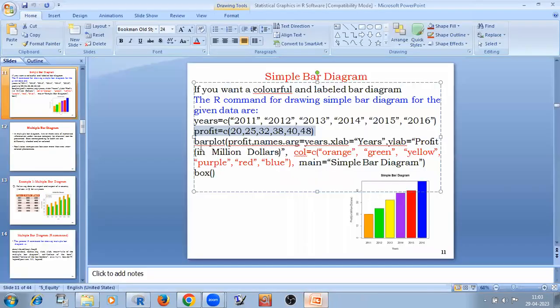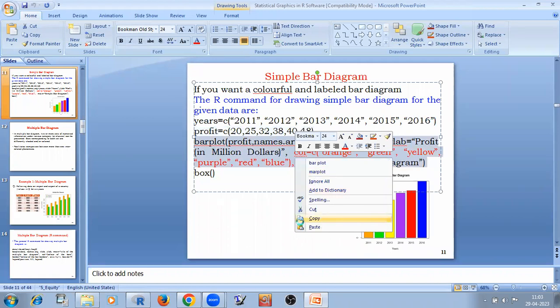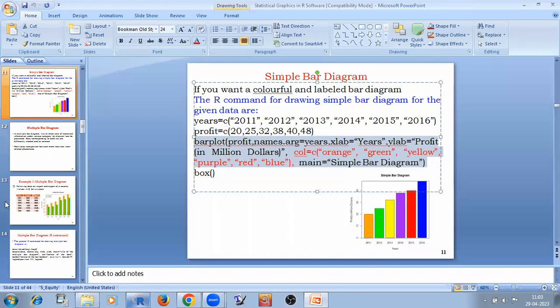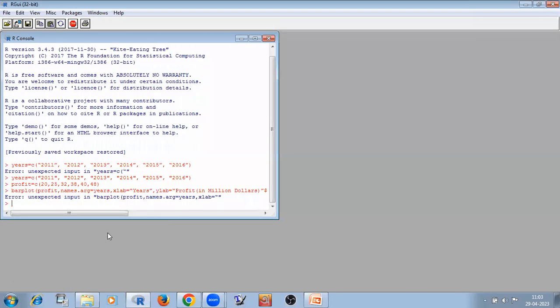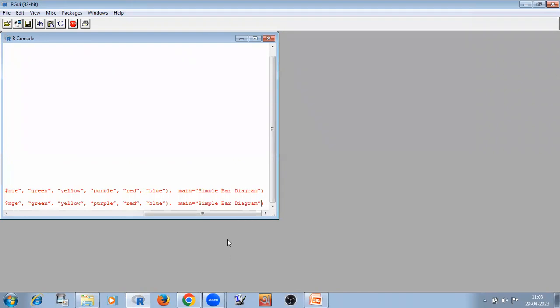And then next one from bar plot. This is within one line. Here also I think there is an error. Yes, here also an error, because of unexpected input in bar plot. For this inverted comma, I don't know why my computer is like this, so I have to change it here again using the inverted comma.